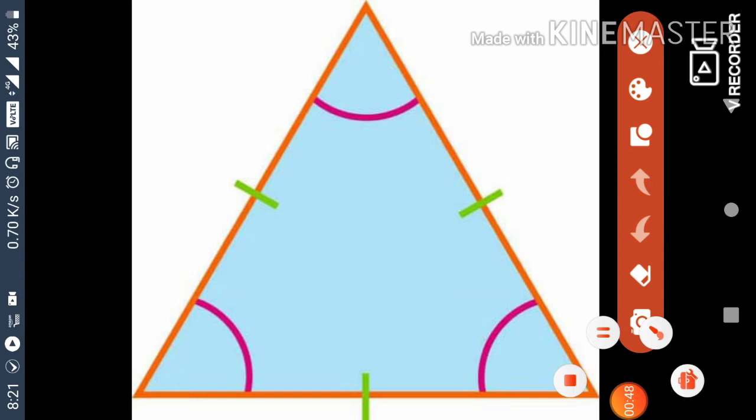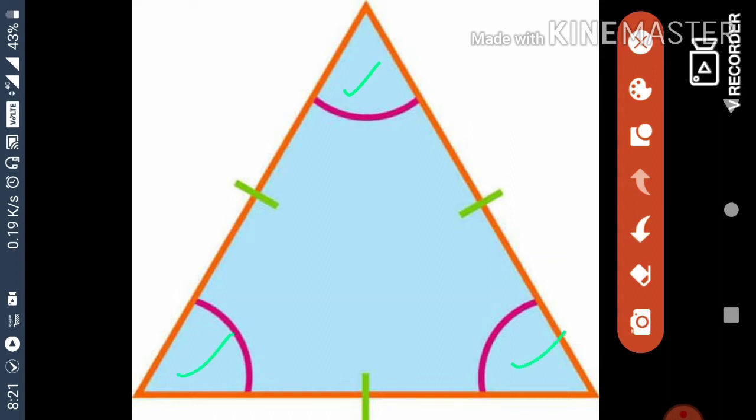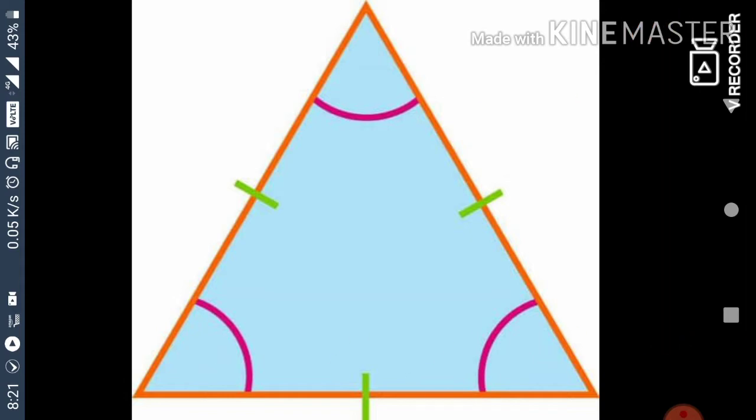So first, these orange lines, you can see three sides are there, shown by the green line. So these are the three sides, and it has three angles also, this angle and this angle. So a triangle is a closed figure which is made up of three line segments, and which has three sides and three angles. This is the basic definition or the meaning of triangle.